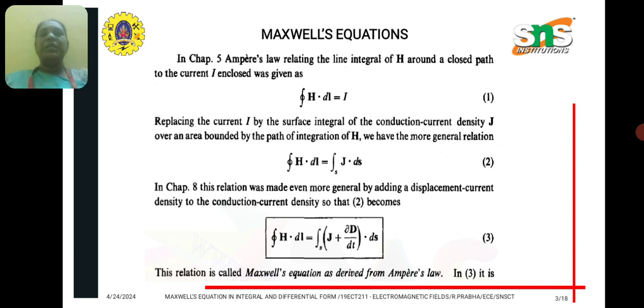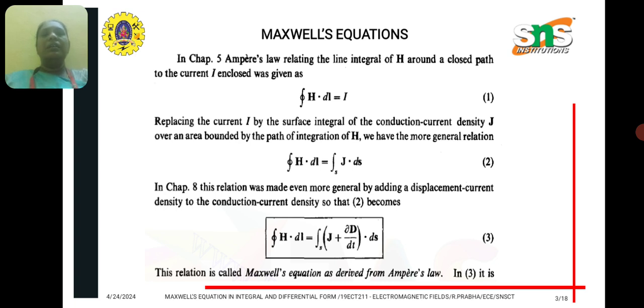According to Ampere's law, the magnetic field around a closed loop is equal to the total current enclosed. It is given by the expression, closed integral of H dot dl is equal to I. But we know that the current I is the integral of current density, that is, I is given by the integral over the surface of J dot dS. By combining these two equations, according to Ampere's law, closed integral of H dot dl is equal to integral of J dot dS.